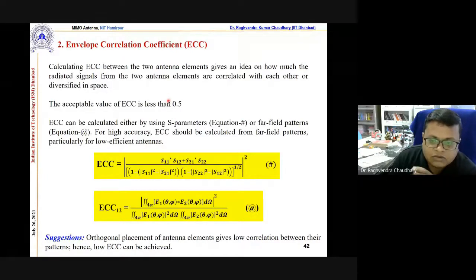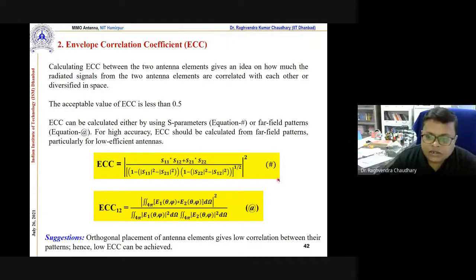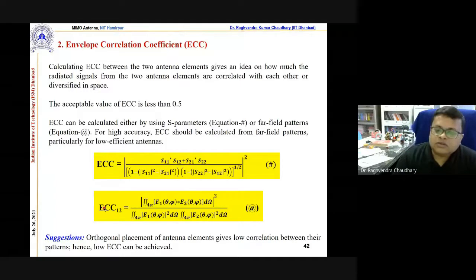Now this can be done with the far field or with the near field, like S parameters. The best approach is to find it from the far field. The S parameter method is a good estimation that you can check before going to measurement, and finally when you do the measurement, you can cross verify how much deviation there is.